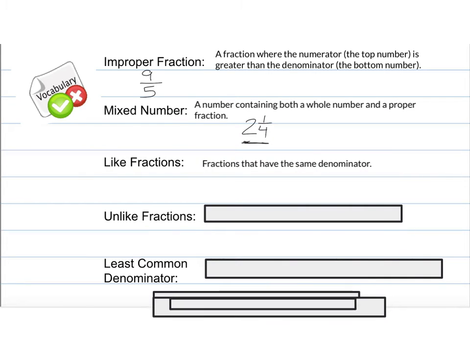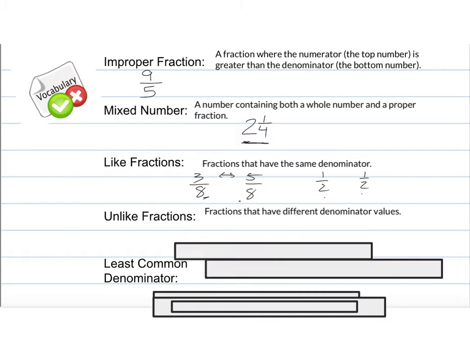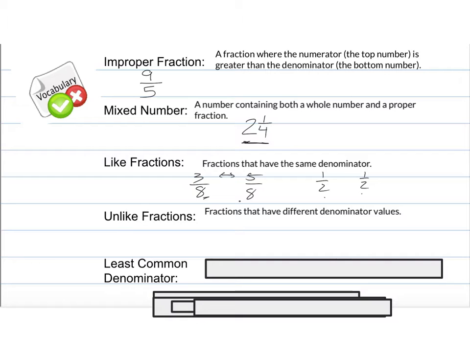Like fractions are fractions that have the same denominator. For example, 3/8 and 5/8. Same denominator, different numerators. Could be the same numerator too, 1/2 and 1/2. If I was going to add them together, they have the same denominator. Unlike fractions, opposite of like, unlike fractions have different denominator values. So for example, 1/2 compared to 3/4, different denominators.